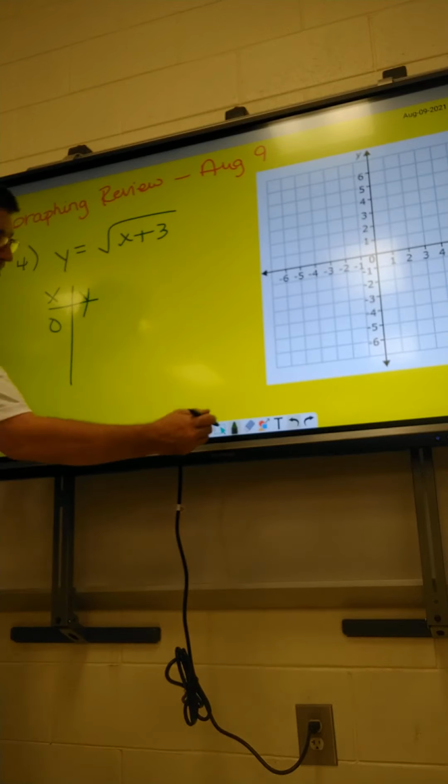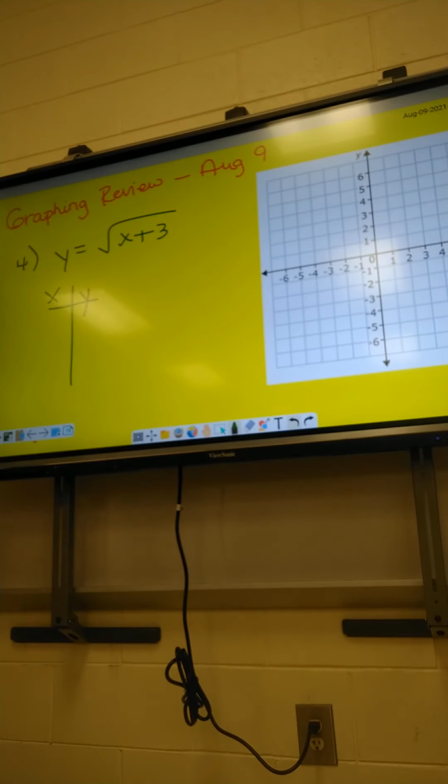All right, let's plug in something else. First of all, I would say let's plug in something that's going to give us a 0. Well, I know the opposite of positive 3 is negative 3. Negative 3 plus 3 is 0. Square root of 0 is 0. That one's always good to plug in first. Just plug in the opposite of what's up under the square root symbol.